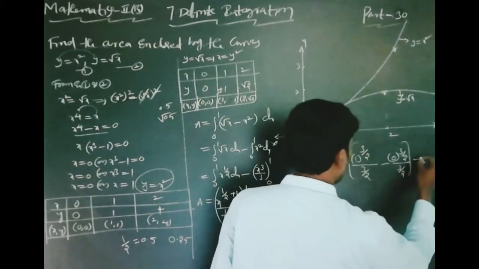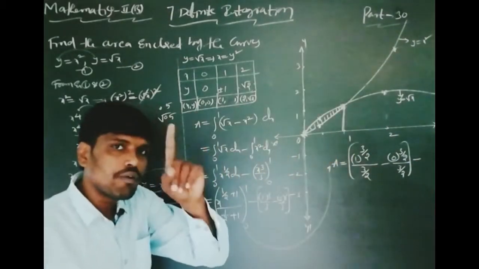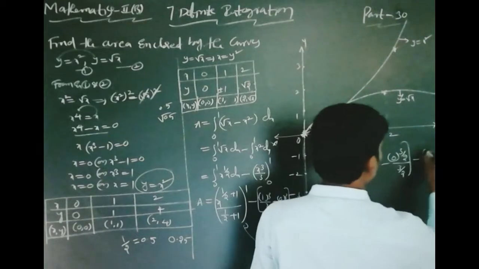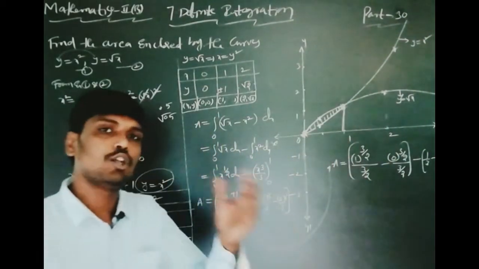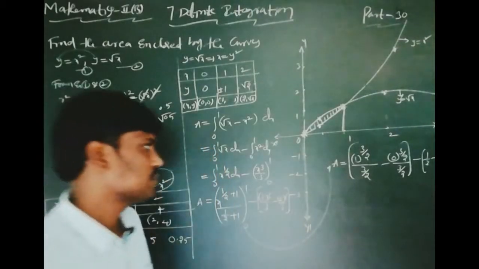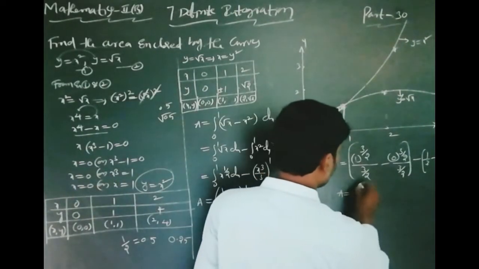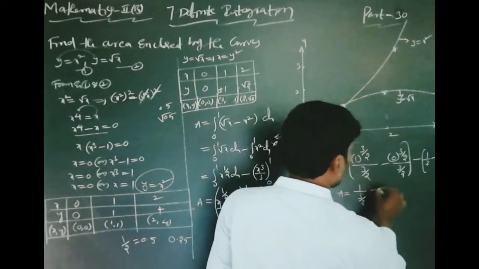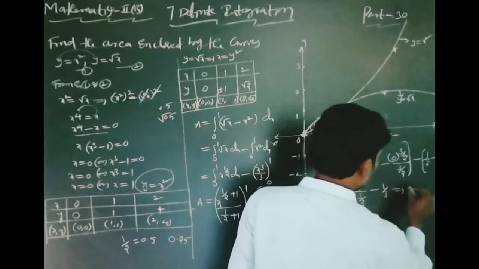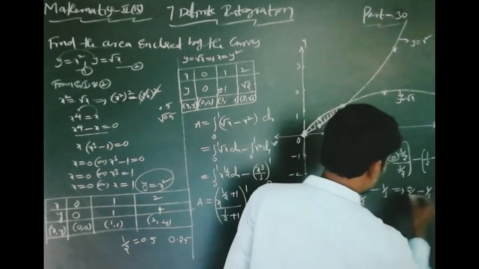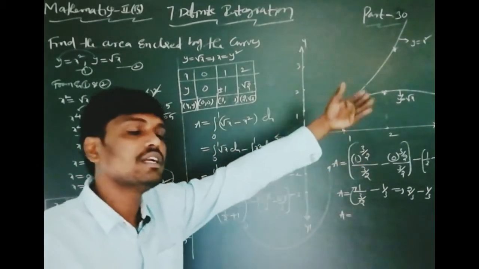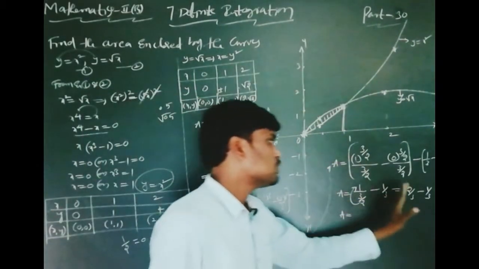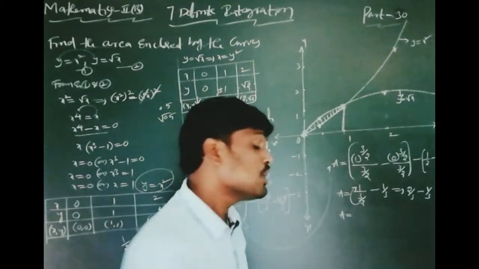3 by 2 minus 1 cube value 1 by 3, minus 0 cube value 0 by 3, something 0 by 3, always 0. You can write 1 power something, 1 by 3 by 2 minus 1 by 3. This can be written as 2 by 3 minus 1 by 3. A is equal to this, 3 by 2 goes to numerator, you get 2 by 3 minus 1 by 3. 2 by 3 minus 1 by 3 how much?